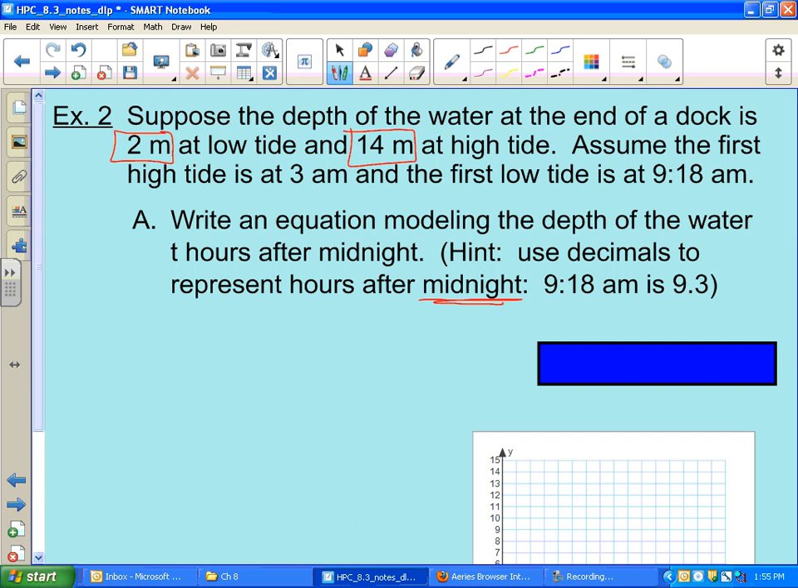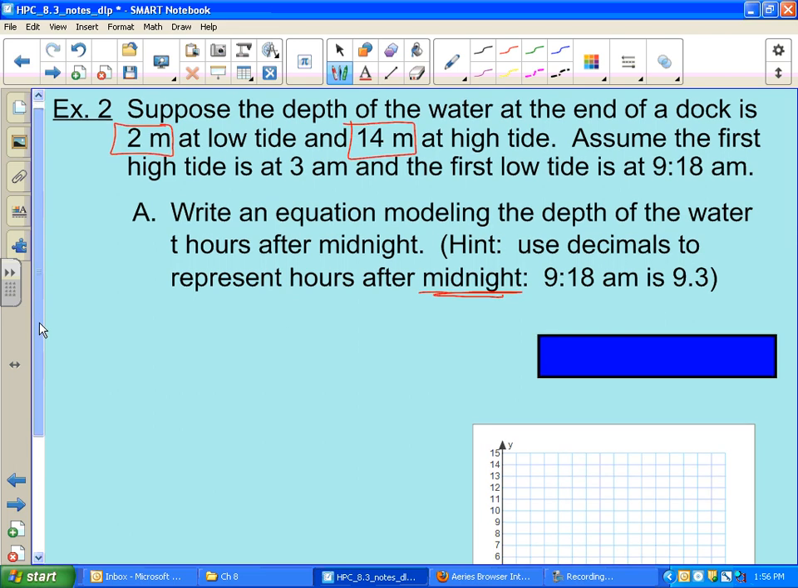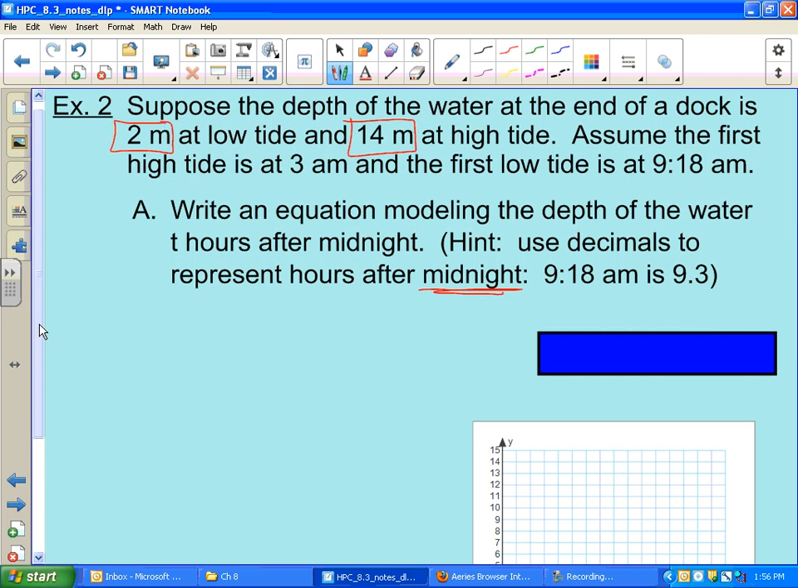Relative to the depth of the water. Exactly. You're relative to the ground surface underneath the water. I'm 2 above, I'm 14 above. So this is not relative to sea level, but it's relative to the bottom of the ocean, wherever we're at. Well, it would be an ocean, because we're talking about tide, right?